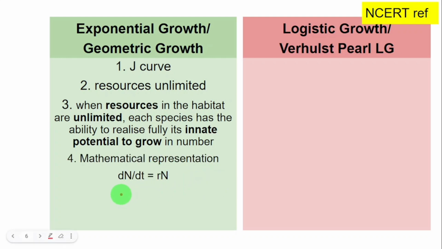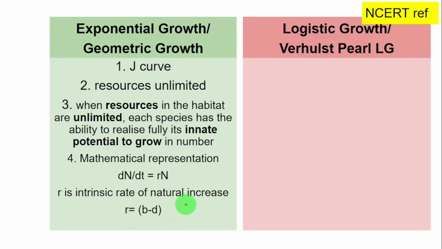Mathematically, it is represented by rate of change of population density is equal to small r and N. Here r indicates intrinsic rate of natural increase. And how is this calculated? You have to subtract the death rate from birth rate. So this gives the value of intrinsic rate of natural increase.